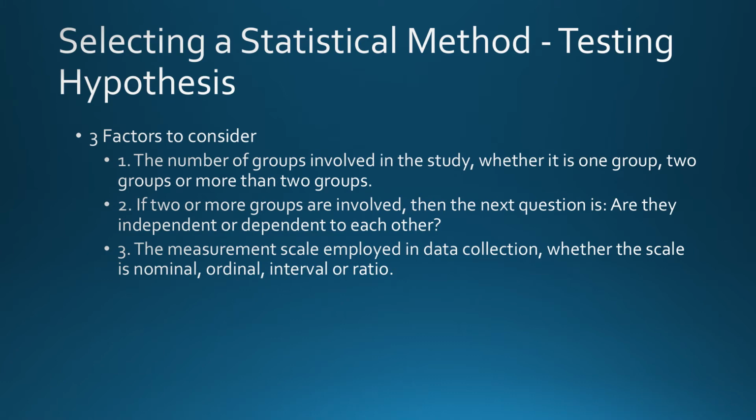Selecting a statistical method, testing hypothesis. 3 factors to consider. 1. The number of groups involved in the study, whether it is 1 group, 2 groups, or more than 2 groups. 2. If 2 or more groups are involved, then the next question is, are they independent or dependent to each other? 3. The measurement scale employed in data collection, whether the scale is nominal, ordinal, interval or ratio.